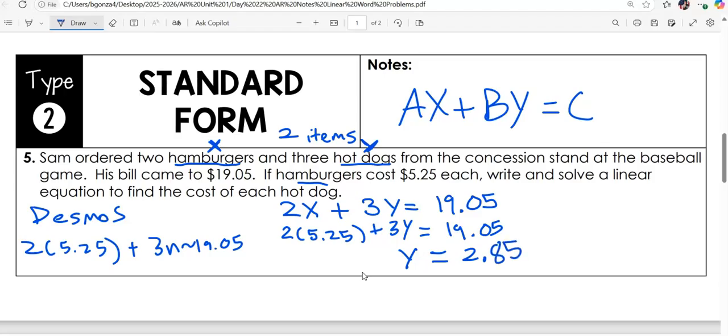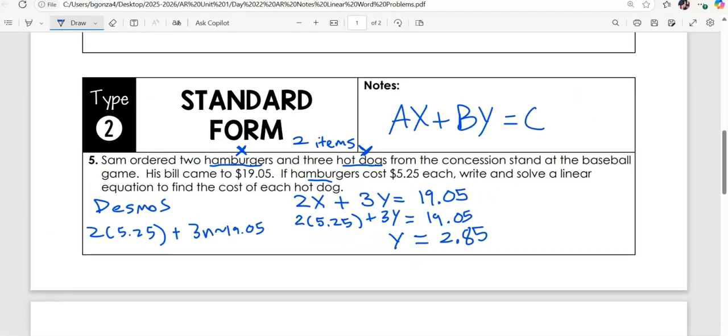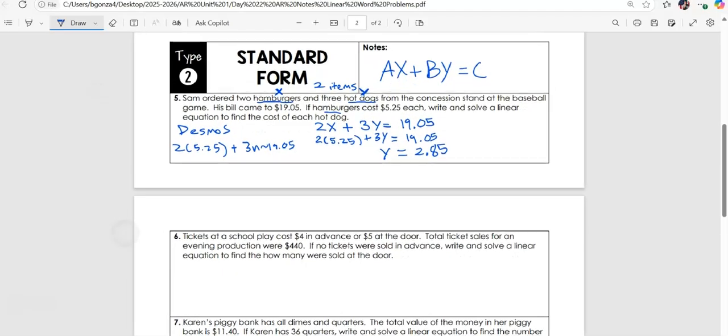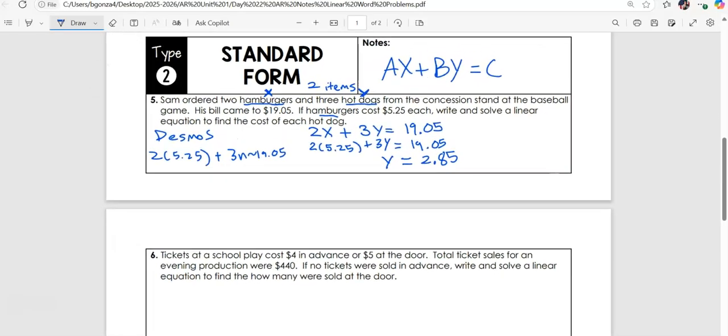Okay, one more standard form and that's it. So, I'll give you a second to get this down. Now, do we have two things here? Tickets at a school play cost $4 in advance and $5 at the door. Advance, door, sounds like two things. So I should do $4 for those advance tickets plus $5 for those door tickets. The total ticket sales were $440.